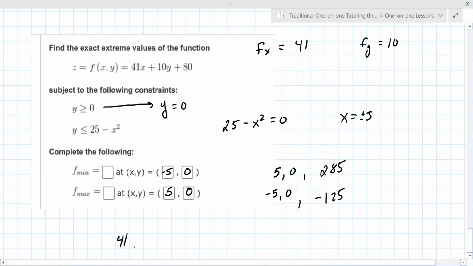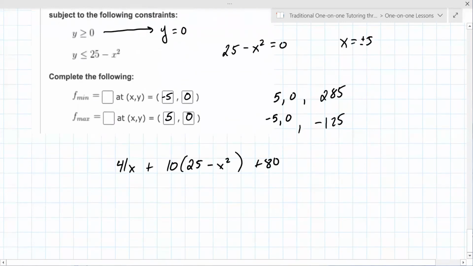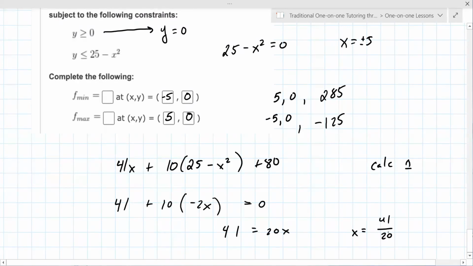And so it becomes 41x plus 10 times 25 minus x squared plus 80. And this is a good old Calculus 1 question where you have a function in one variable, so you just take a derivative and set it equal to 0. So your derivative here would be 41 plus 10 that just goes along with it minus 2x equals 0. And so we got 41 equals 20x. So x equals 41 over 20.